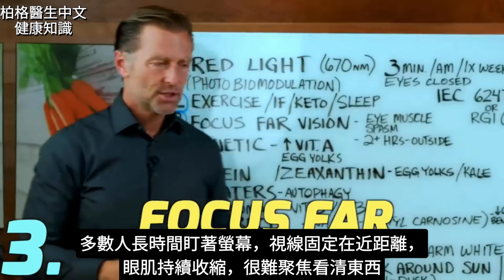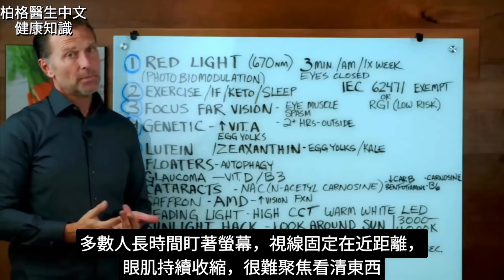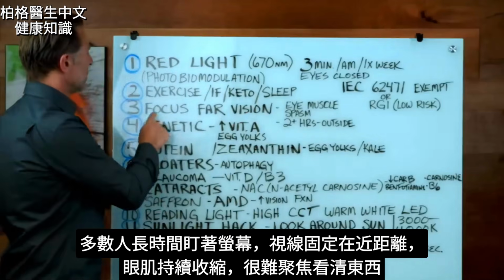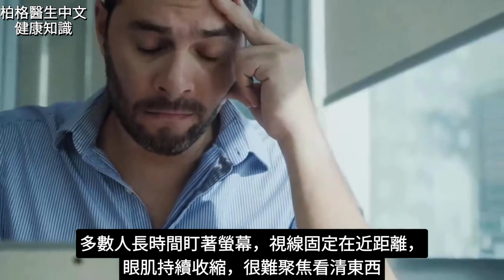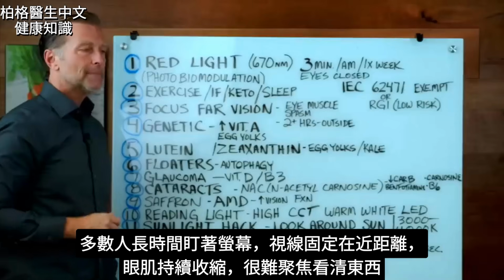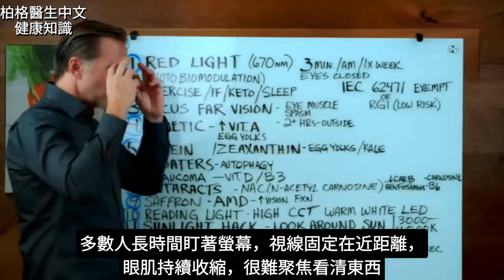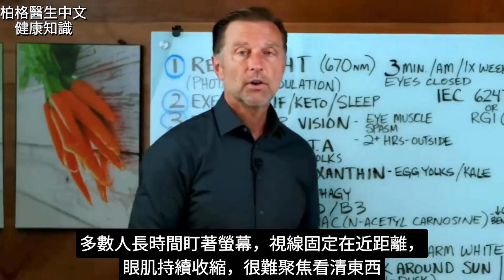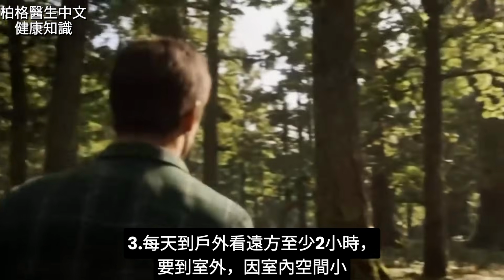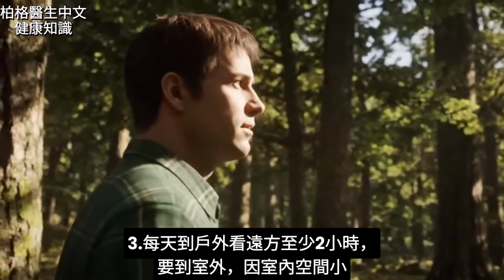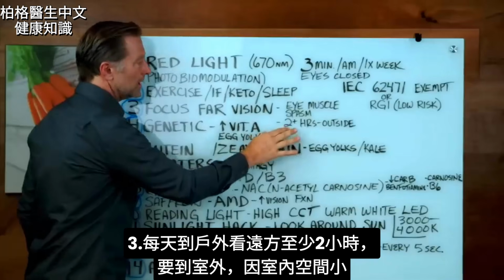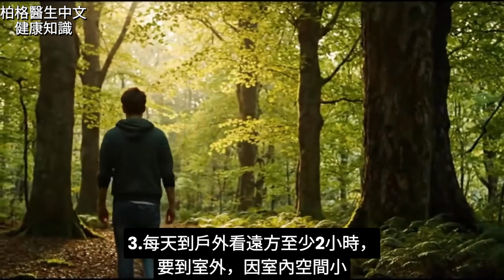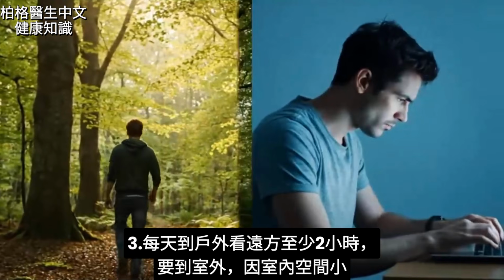Number 3 has to do with most people staring at screens for quite some time, and so they're focused on a very close object. We need to reverse that because your eye muscles are in a contraction, and that's really going to affect your ability to focus and see things. Go outside and look at something in the distance for at least 2 hours a day, something out of your house, because in your house, you don't have much space.